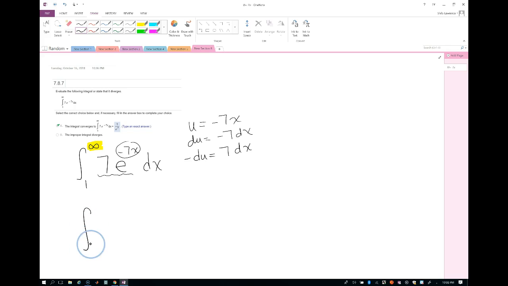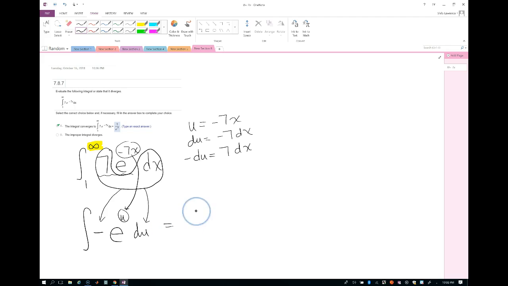And then this turns into negative e to the u du, because 7x turned into u, and the 7 dx is equivalent to negative du. So we've just got negative integral of e to the u du, and the antiderivative for e to the u is e to the u.